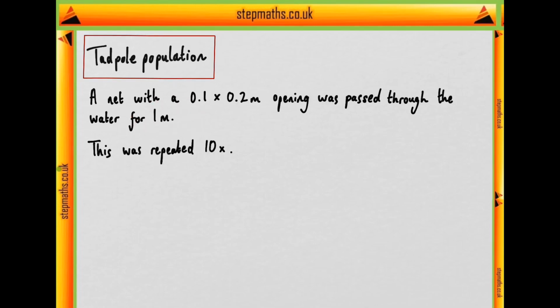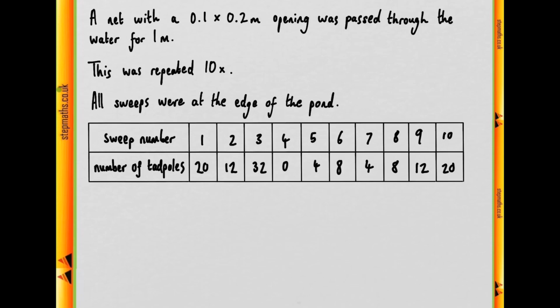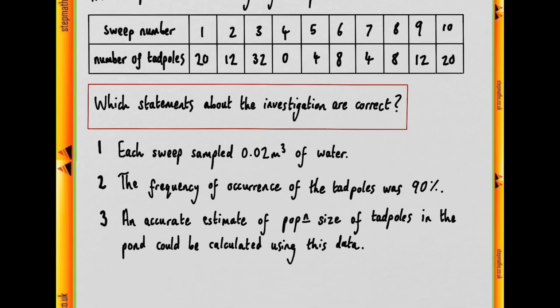We're told that this was repeated 10 times. And we're also told that all the sweeps were made at the edge of the pond because the student had no waders or boat to get into the middle. And this table summarises the results that he got. Okay, bearing in mind all of that, we're told that the student made some statements, and we're asked which of the statements he made are correct.